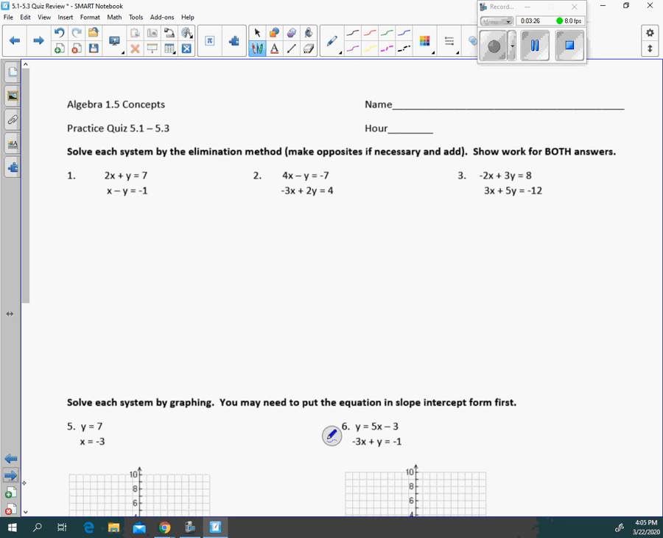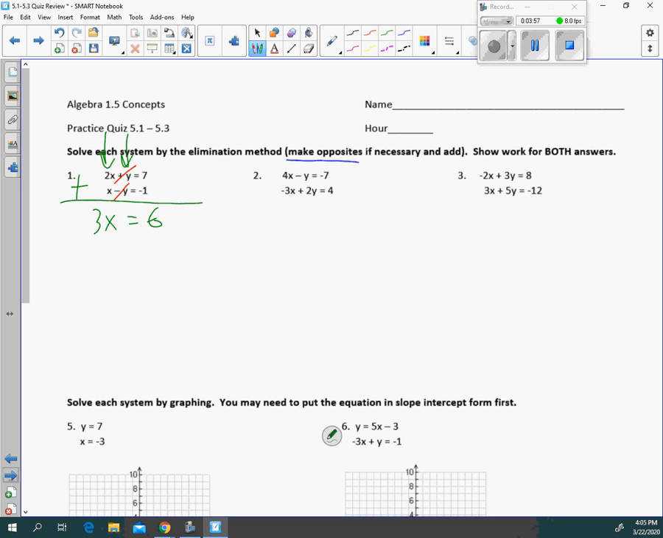The first one, do we have opposites? If you're looking, Clayton, I know you see it. Which variable has opposites? You're right. It's those y's. We have plus 1y and minus 1y. So that means it's already good to go. We're just going to add up the columns. That gives me 3x. That gives me nothing. I cancel it out here with red. And this equals 6, right?